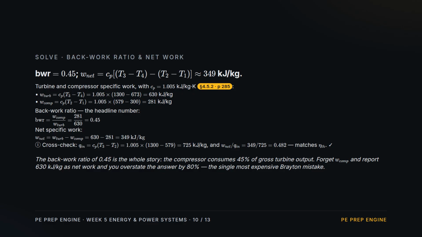Now the work. Turbine work is Cp times the turbine temperature drop, about 630 kilojoules per kilogram. Compressor work is Cp times the compressor temperature rise, about 281. The back work ratio is their quotient, 0.45. The compressor consumes 45% of the gross turbine output. Net work is the difference, about 349 kilojoules per kilogram. Cross-check. Net work over heat-in gives 0.482, matching the efficiency. Forget the compressor work, and you overstate net work by 80%. The most expensive Brayton mistake there is.